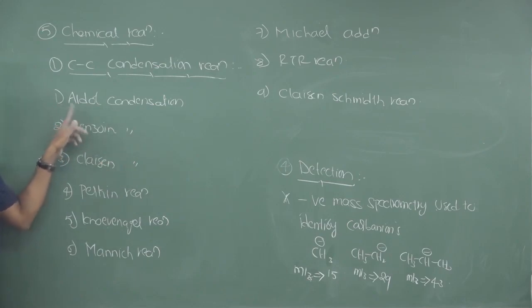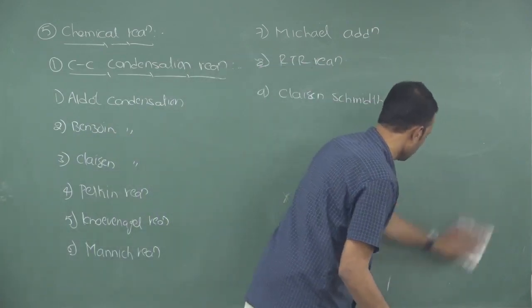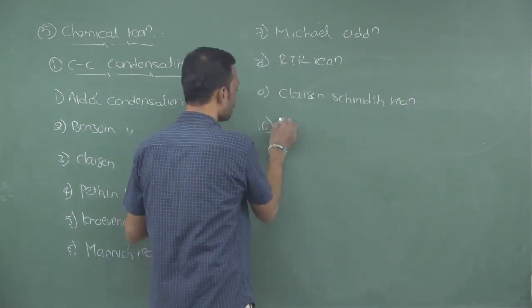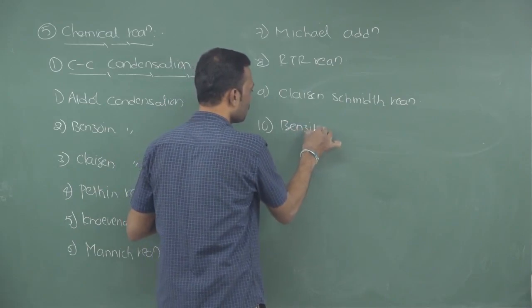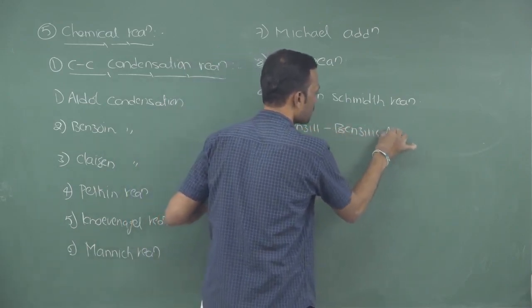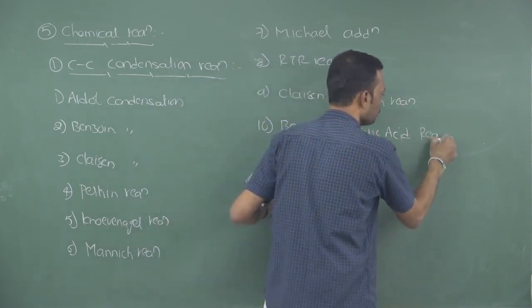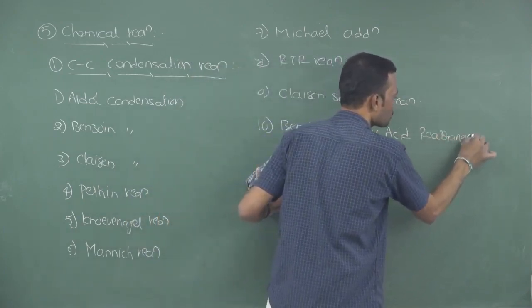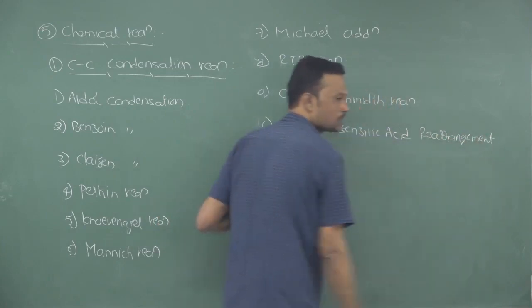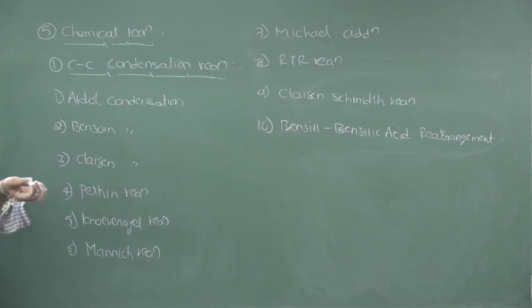Acetylene condensation, benzoin condensation, benzilic acid rearrangement. Everywhere you can expect condensation reactions here. So you can also take the benzilic acid rearrangement. This rearrangement also includes CC condensation.